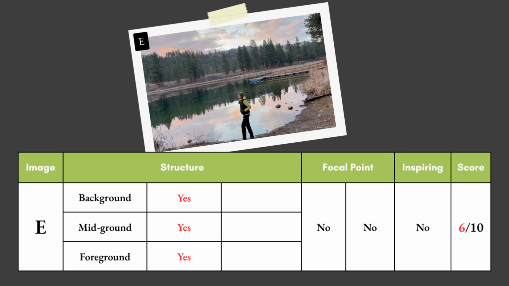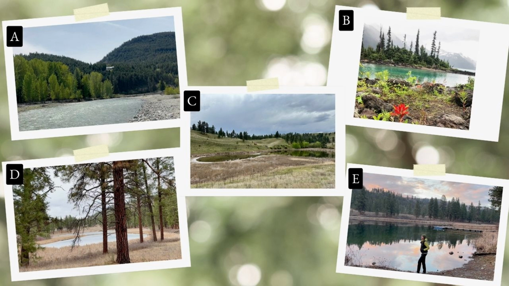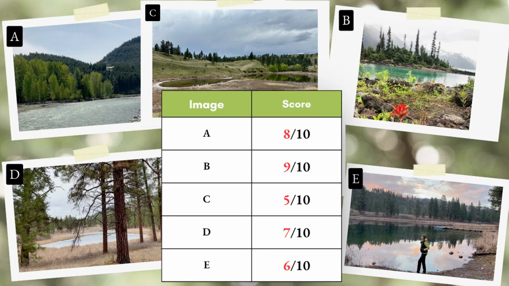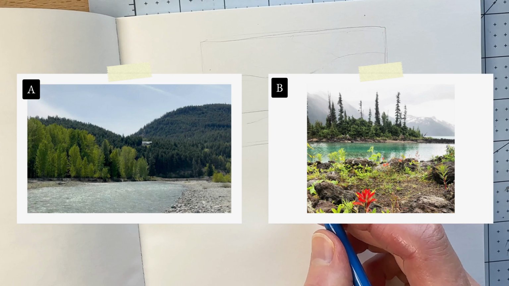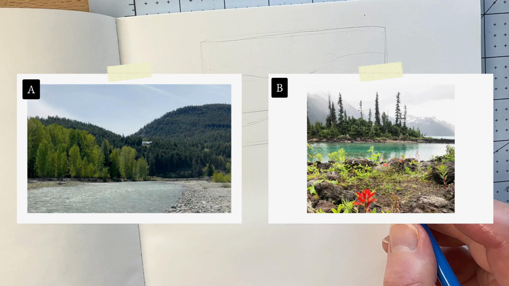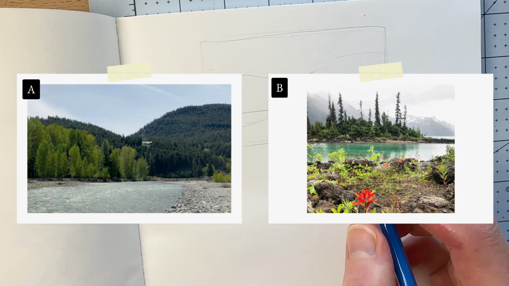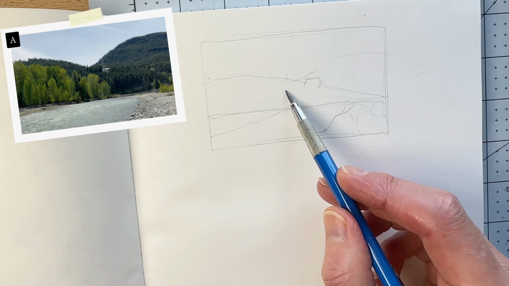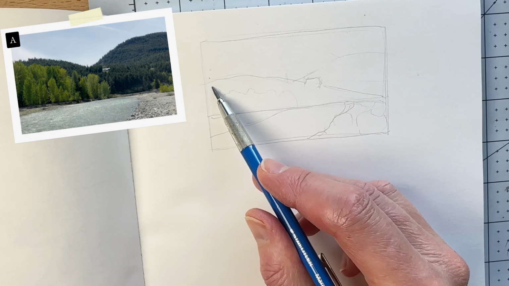Does that surprise you? Let's go back to our initial vote. Did your 2 favorites score the same as my evaluation? To be sure, let's take the top 2 contenders to the next stage of our landscape rendering project. Starting with picture A, second place, I got 8 out of 10.